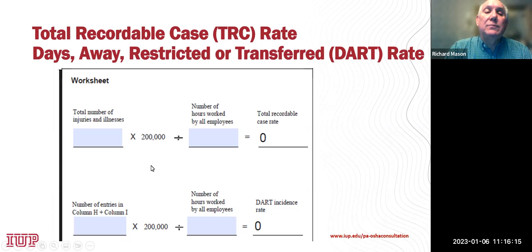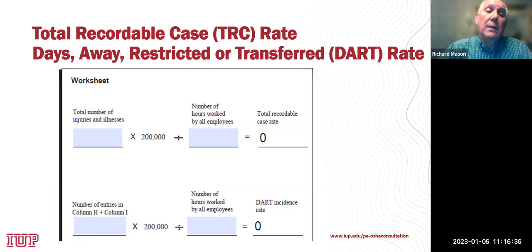years. So you take your number, multiply it by the 200,000 standard, you divide it by the actual number of hours that you show on your 300 log, actual number of hours your company worked, and that's how you get your total recordable case rate or your DART incident rate, in case you are wondering about where your rates stand.